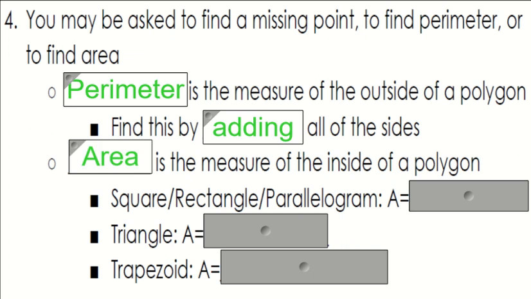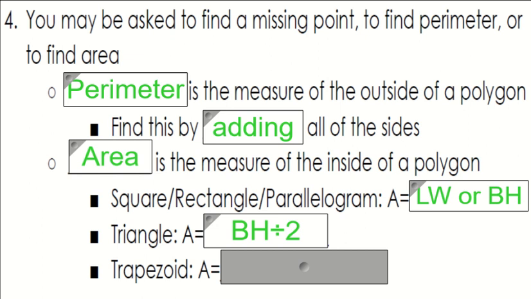Area then is the measure of the inside of the polygon. How do we find area of squares, rectangles, and parallelograms? Length times width, base times height, same idea. You get 2 numbers, you multiply them together. Parallelograms will be a little bit different. We'll do an example of one of those in just a second. Rectangles and squares, pretty easy. How do you find area of a triangle? Base times height divided by 2. Could see triangles for area.